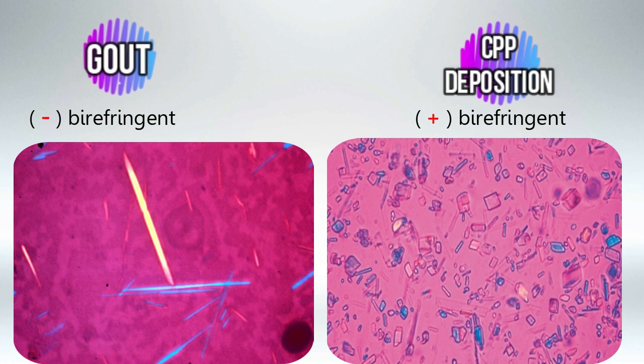What this basically means is that when you say negative birefringence, it means that the stain we used will stain everything except the crystals that we want in gout. And when we say positive birefringence, that means the stain will stain specifically the little cubes in calcium pyrophosphate deposition disease. So in gout we stain everything except the crystals, and in calcium pyrophosphate we stain the cubes themselves. It's very important to know that gout presents as little needles and calcium pyrophosphate presents as little cubes.